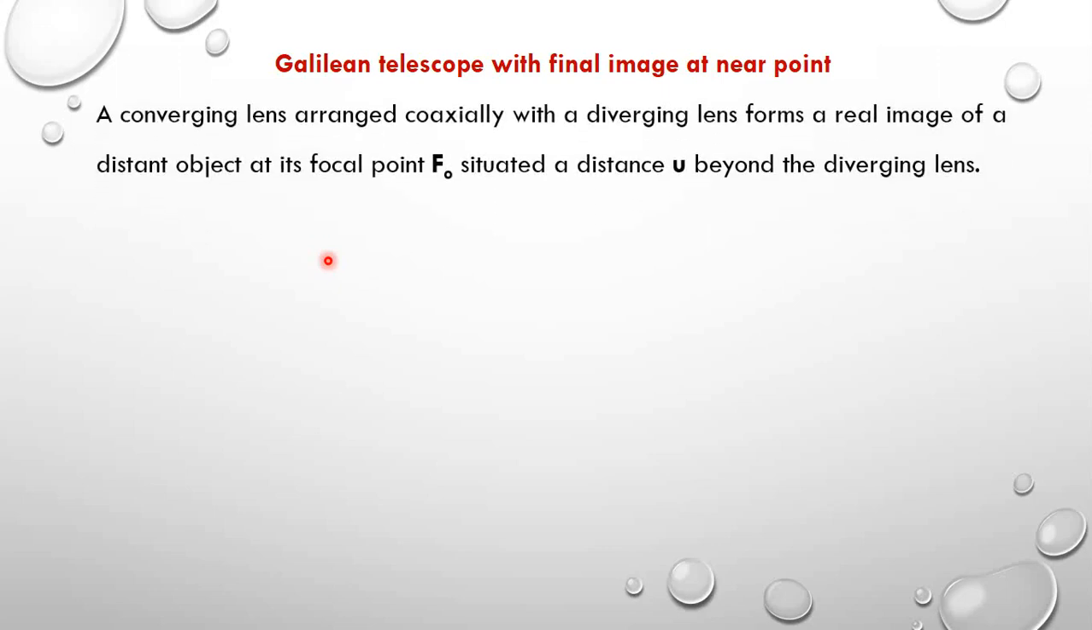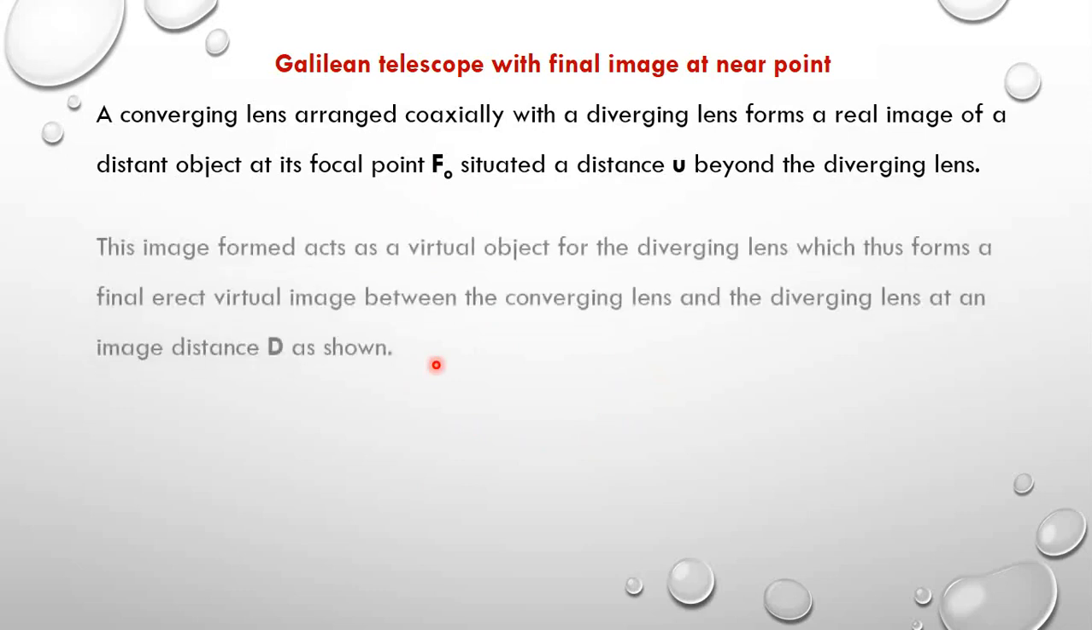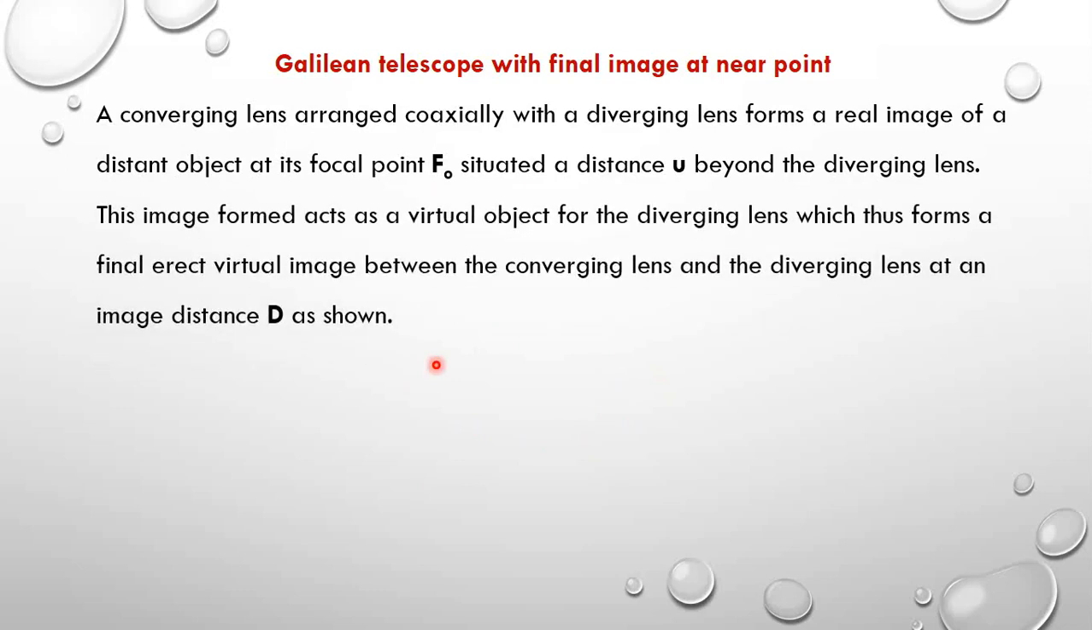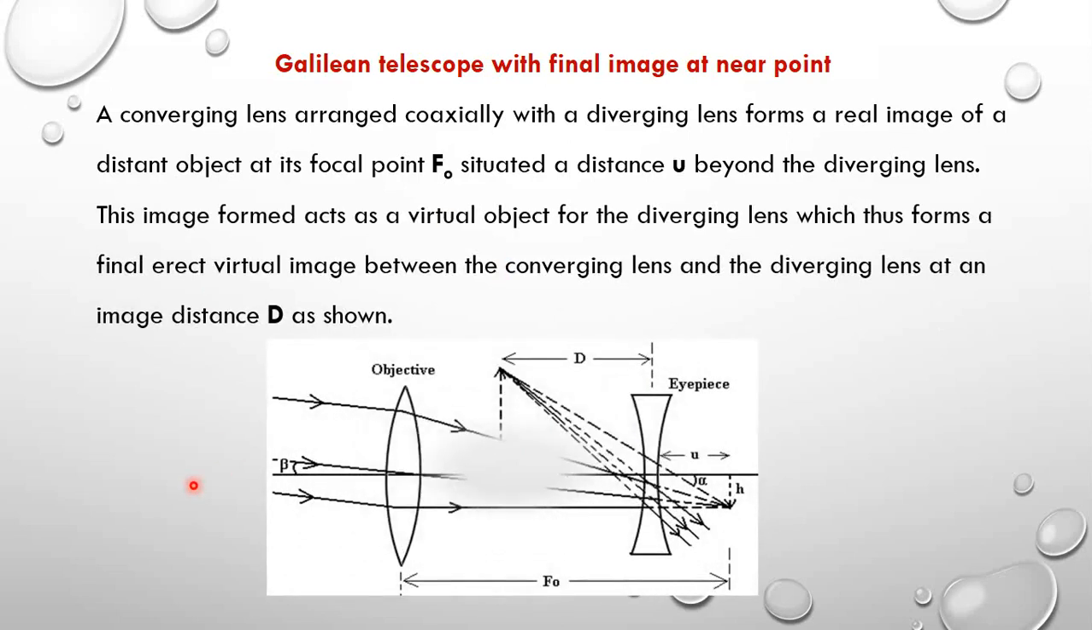Then that intermediate image is going to act as a virtual object for the eyepiece, or the diverging lens, and then the final image is going to be formed at a near point, which is a distance d from the eyepiece. So this is the ray diagram. These ray diagrams, you need to know how to draw them because they are very, very important. They'll always ask for them. And then we should also be in a position to derive the angular magnification.